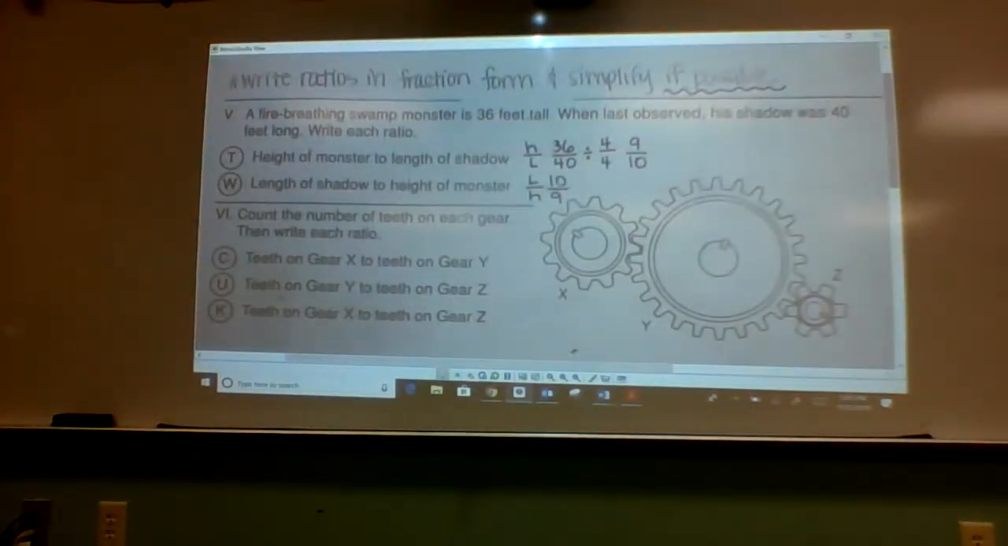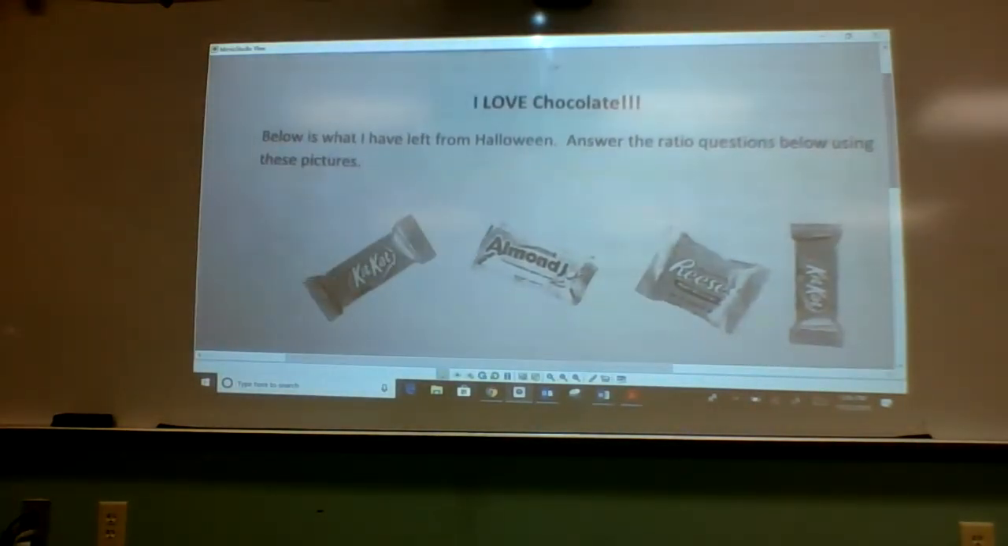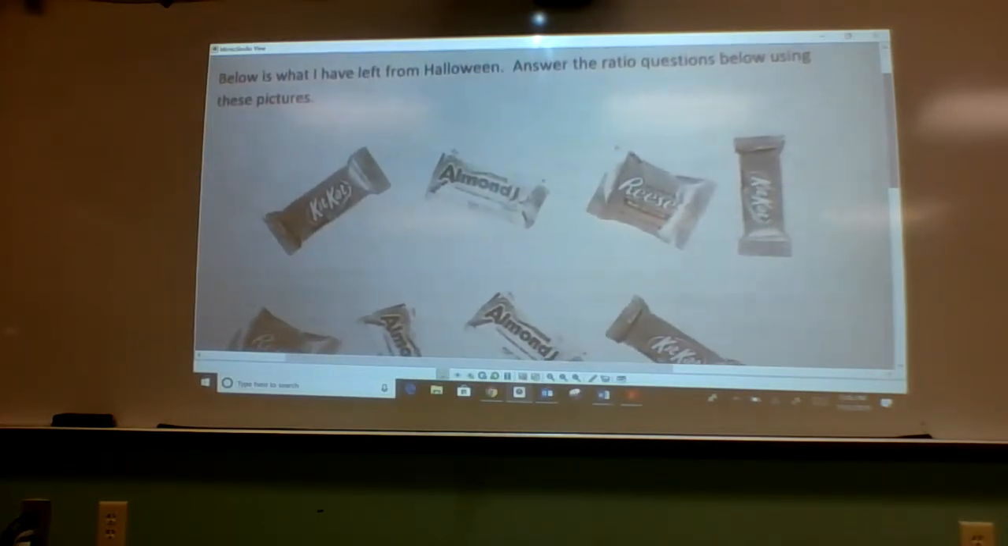Okay, so you're going to do your very, very best on the next parts of this, and you're going to be writing ratios in fraction form and simplify, if possible, on all of them. And then on the back side, there's some fun questions about this chocolate candy. It's going to make you hungry and ready for lunchtime. And you're just going to answer the questions that go with it.